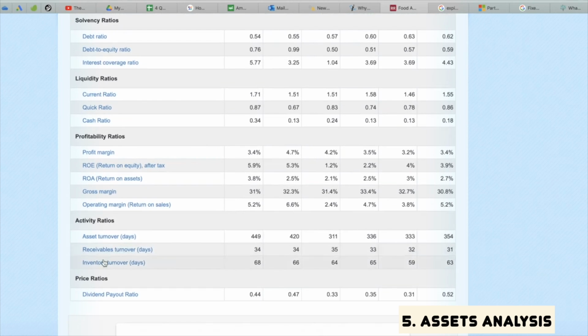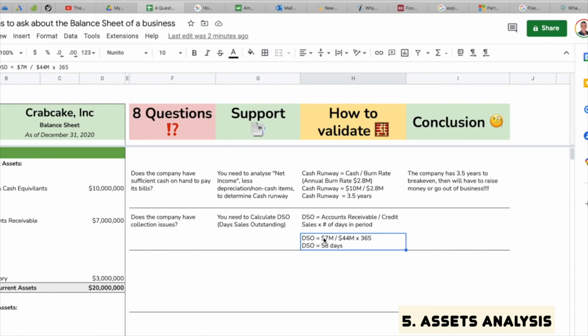And then when we get to the accounts receivable turnover, it's 34 days. So when we look back at our example, that was 58 days. So 58 days tells me that we have some collection issues, and that's the conclusion I'm going to reach here.